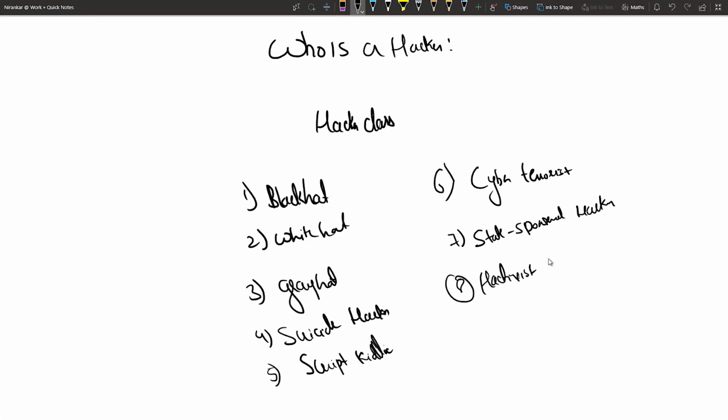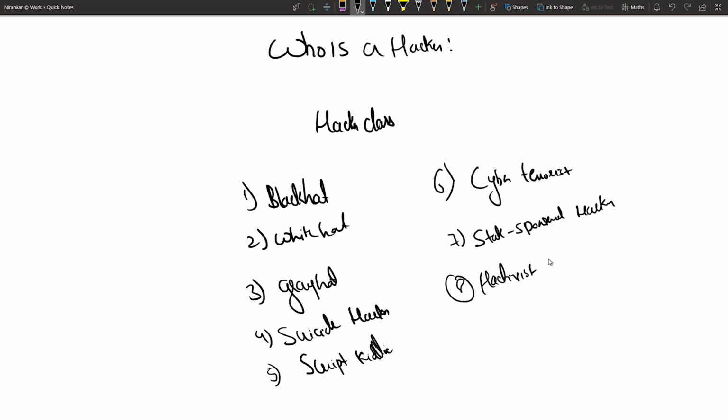Now we have the cyber terrorists. Cyber terrorists are individuals with a wide range of skills who are motivated by religious or political beliefs to create fear through the large-scale disruption of computer networks. Then we have state-sponsored hackers. State-sponsored hackers are individuals who are employed by the government to penetrate and gain secret information from other governments. So let's say I'm in state A and state B is my competitor, I will hire a hacker and I will gather the information of state B government.